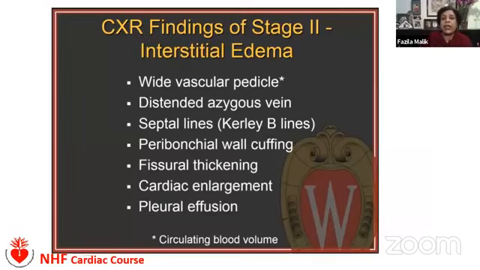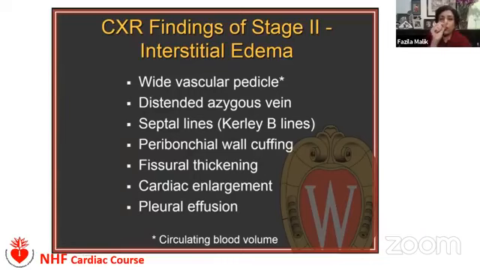Then we come to stage 2. And in stage 2, what happens is that the vascular pedicle, Dhiman already showed you that the vascular pedicle is measured on the right side. You have the superior vena cava. On the left side, you have the aortic arch. So the space between these two becomes widened.